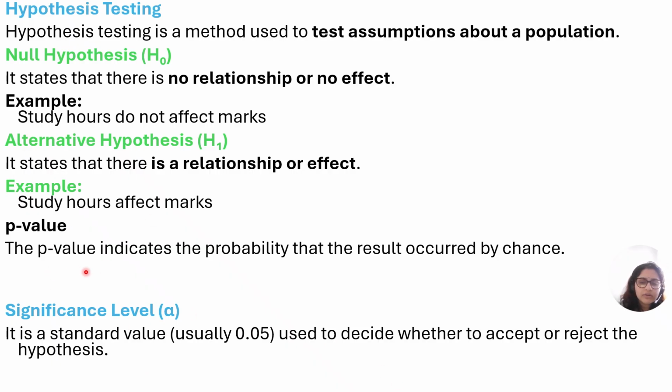Then there's one more term you have to remember, which is significance level. Significance level alpha is a standard value. It is usually 0.05. The significance level will tell us whether to accept or reject a particular hypothesis. It tells how important the hypothesis or the assumption we have made is, and based on that importance, whether we have to accept or reject that hypothesis. That is significance level alpha.